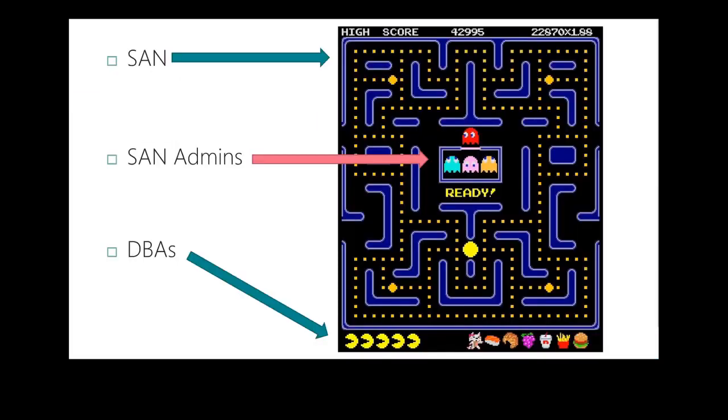This is my diagram of a SAN. If you're not familiar with enterprise storage, a storage area network is kind of like playing a video game. We are Pac-Man as the DBAs, chewing up all of the bits all over the place, and the storage admins are trying to chase us away and get us to use less disk. So this is my diagram of a SAN if you're not familiar with it.